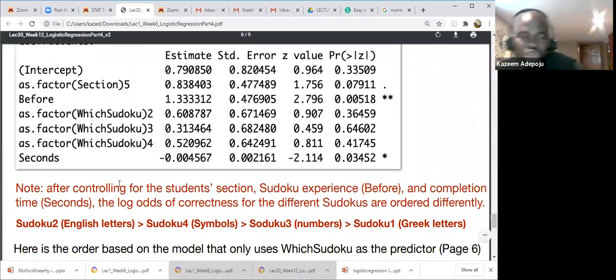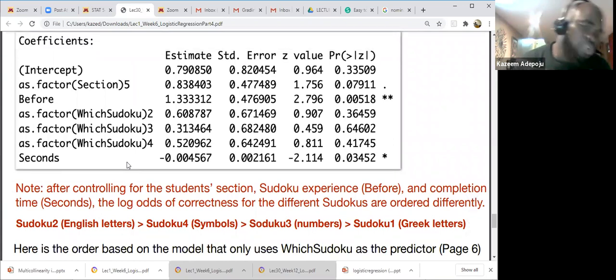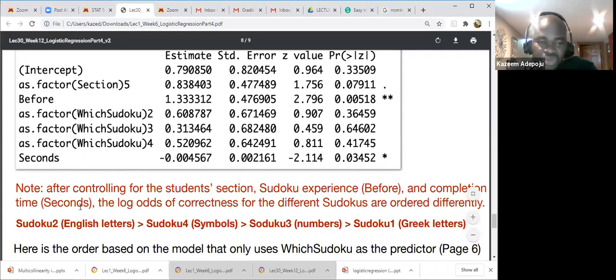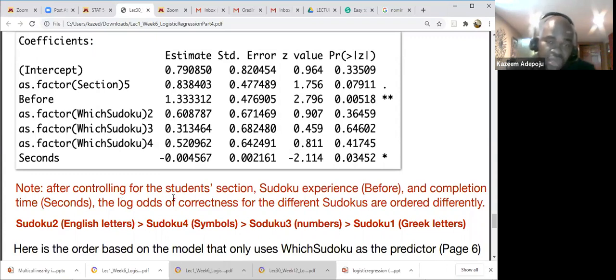Now, the one we did before was a simple model, where we did not control for other predictors when working on a particular predictor. But having all of them in a model like this, we are telling the world we're going to control. So I'm telling you how you can interpret the estimate of a parameter in a model like this. It depends on what I want to talk about. After controlling for the student section, Sudoku experience and completion time, the log odds of correctness for the different Sudokus are ordered differently.